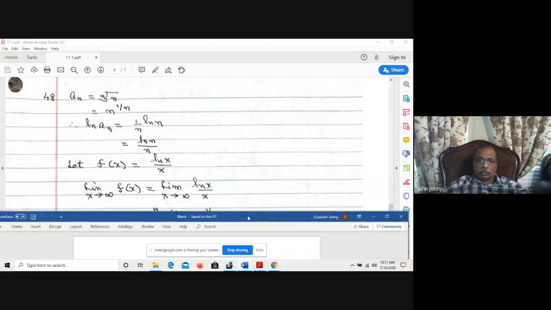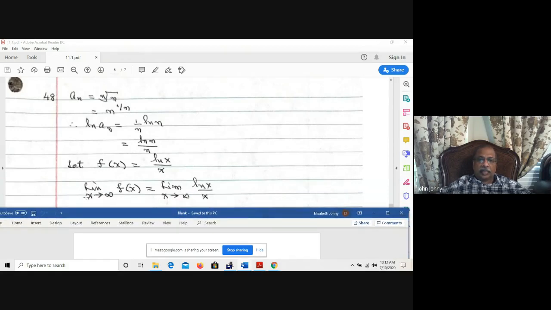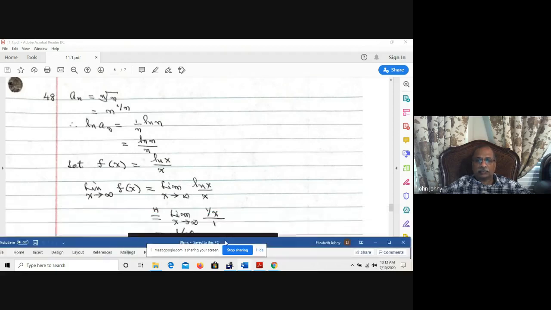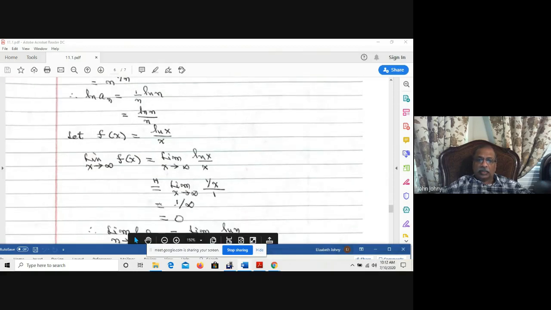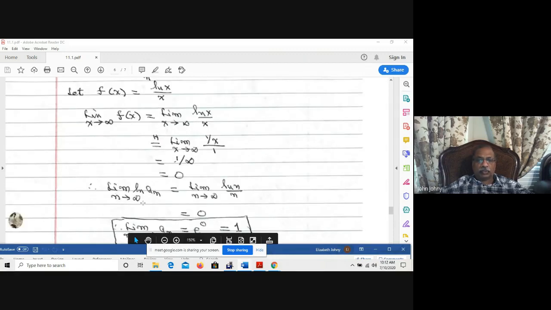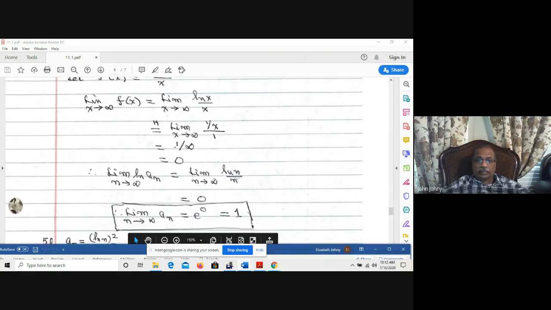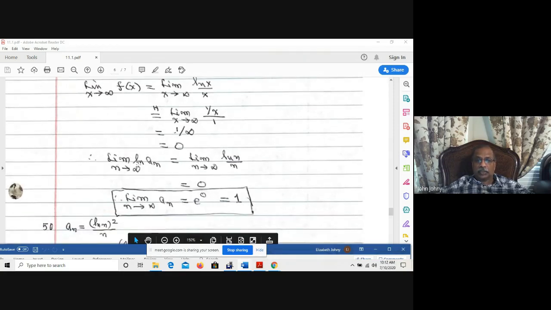Now use L'Hopital's rule here. The limit as x approaches infinity of f(x) is the limit as x approaches infinity of the natural log of x over x, which is infinity over infinity. So apply L'Hopital's rule. The derivative of the numerator is 1 over x, divided by 1. So this is 1 over infinity, which is 0. So the limit as n approaches infinity of the natural log of an is 0. That means an is equal to e to the 0, since the base of the natural log is e. So an is equal to e to the 0, which is 1.